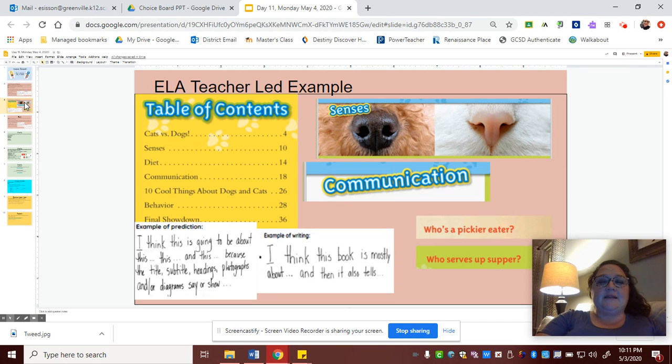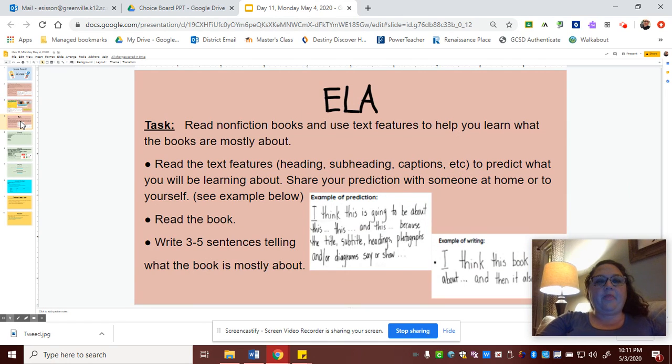So maybe I could say this book is going to be about dogs and maybe cats and how they communicate or what they eat and about their behavior. And I know that because I can find that information in the table of contents or in the headings of the story. That would be my sentences that I could write at the end. So this is the directions page. When you get started, you can look at that page.